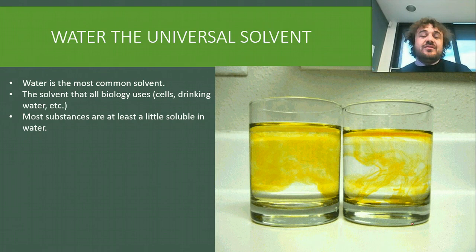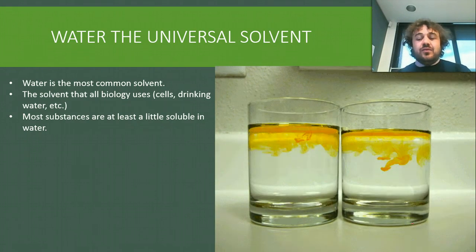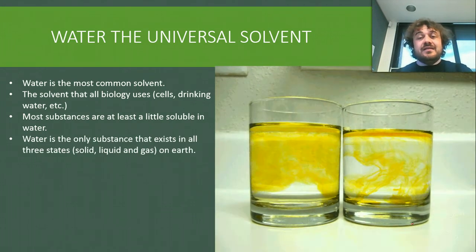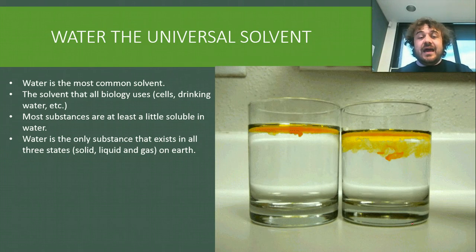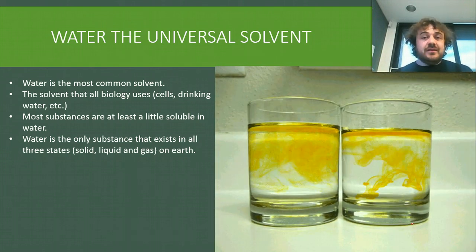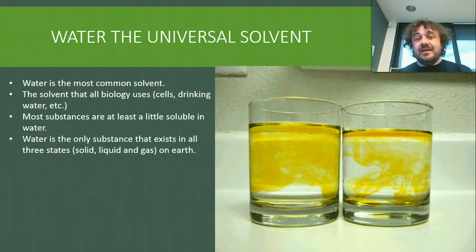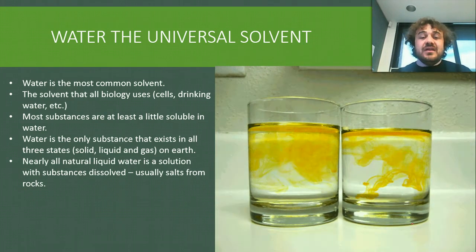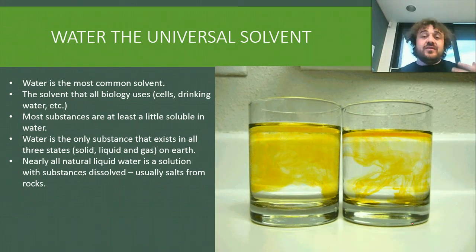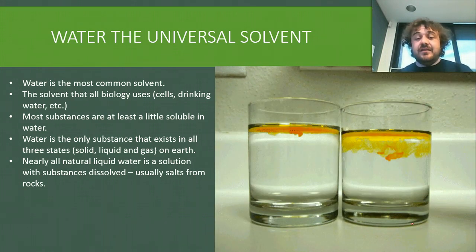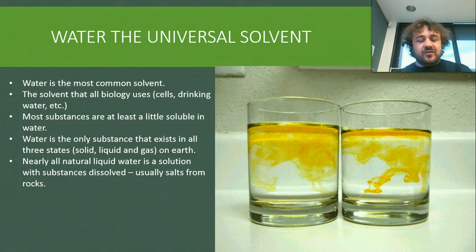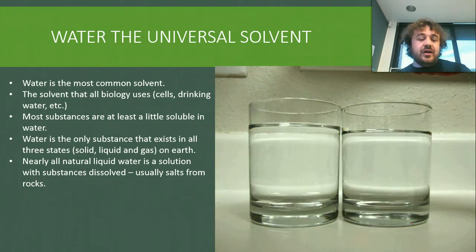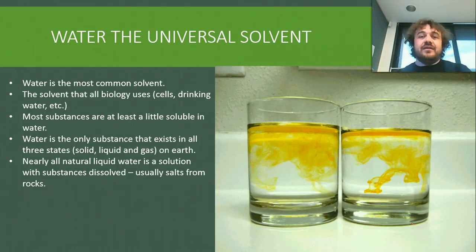Now, most substances are at least a little bit soluble in water. It's the only substance on Earth that exists in all three states, solid, liquid, gas. Everything else will exist in usually one state, maybe two. And nearly all natural liquid water is a solution with substances dissolved. Okay, so it's usually salts from rocks. So the ocean water, we call it salt water. It has sodium chloride, magnesium chloride, and a few other ones.